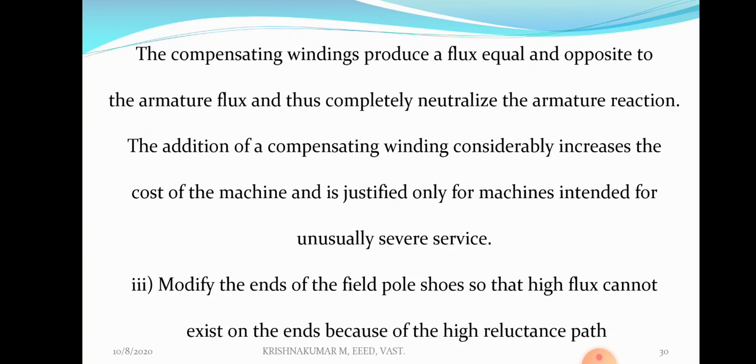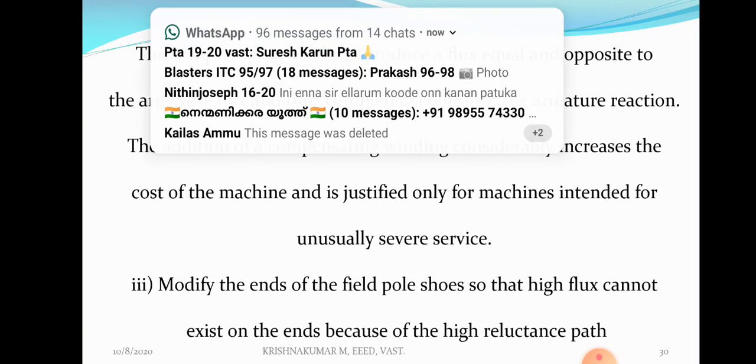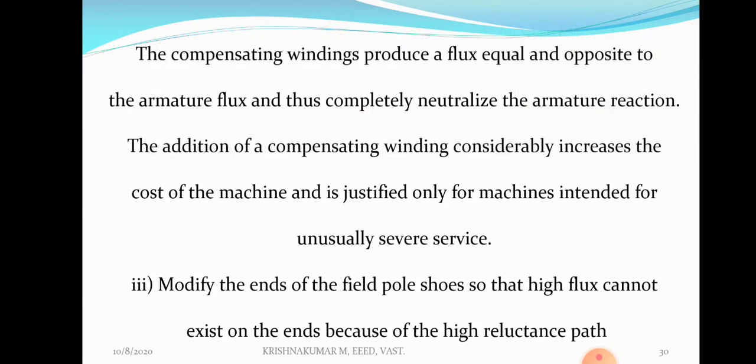And what about the third method? Modify the ends of the field pole shoe so that high flux cannot exist on the ends because of the high reluctance path. I told you that because of armature reaction, unequal flux distribution takes place. In the trailing pole tip, flux density will be more. In the leading pole tip, flux density will be less. So this is the effect of armature reaction.